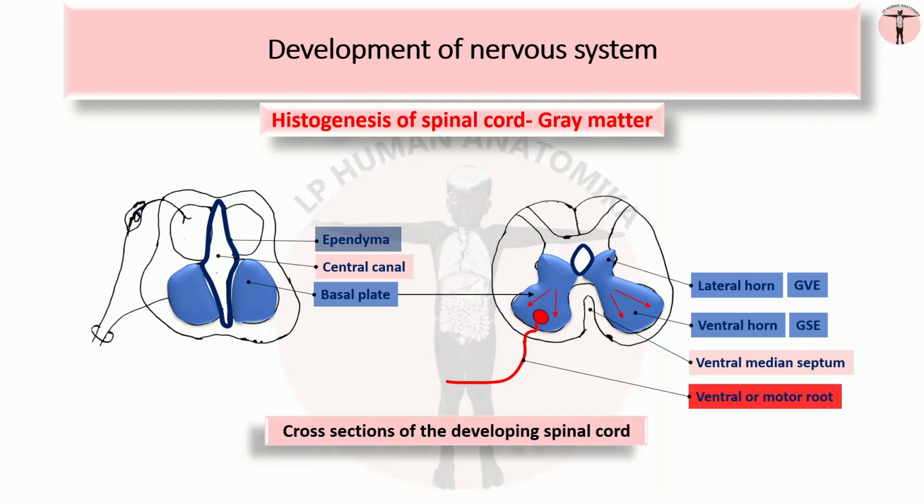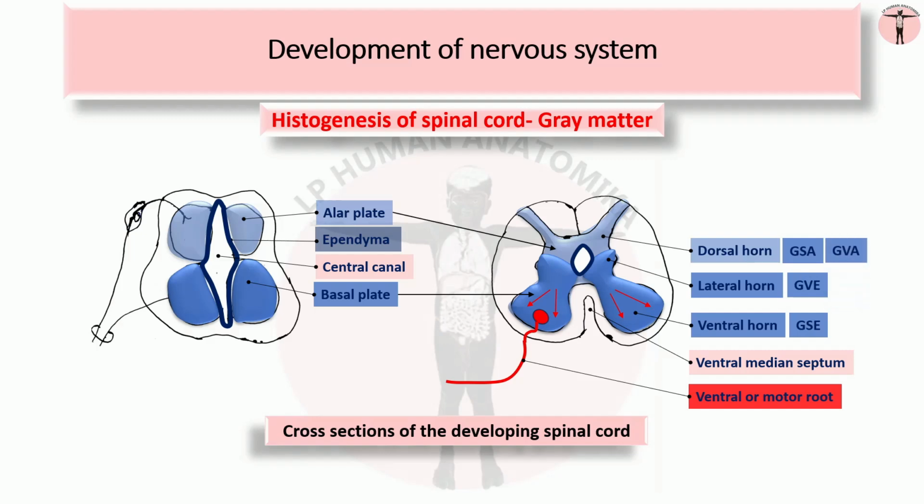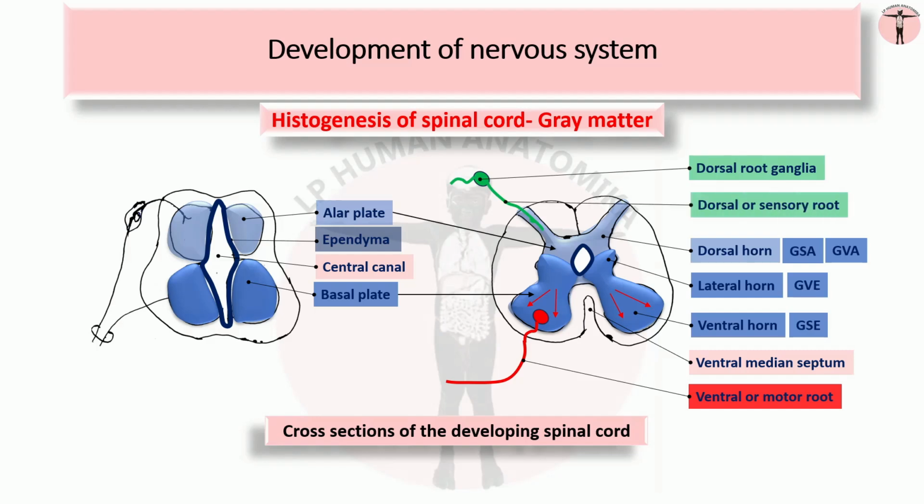Alar plate. The alar plate is a dorsolateral thickening of the intermediate zone of the neural tube. The alar plate gives rise to sensory neuroblasts of the dorsal horn or dorsal gray column, which represents the general somatic afferent and general visceral afferent cell regions. The alar plate receives axons from the dorsal root ganglia that form the dorsal or sensory roots. As the alar plates enlarge, the dorsal median septum is formed.